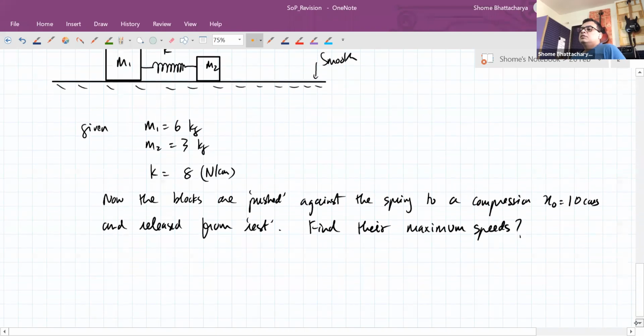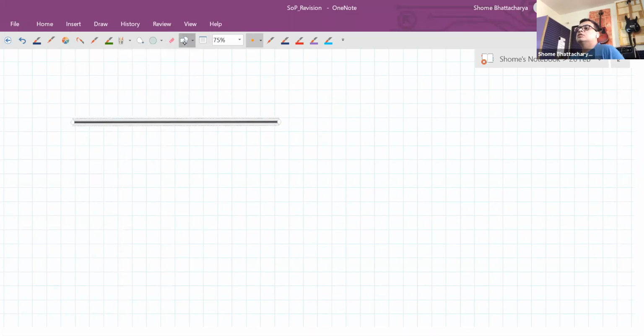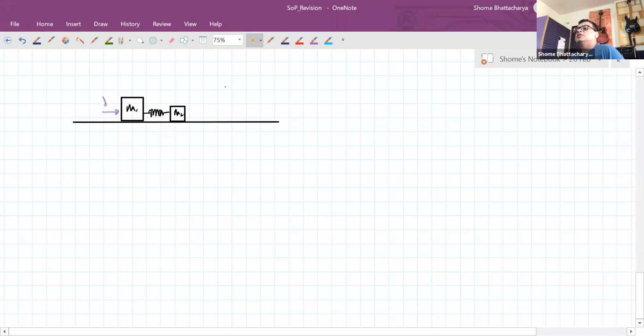So what is happening here is that some external agent is initially pushing both the blocks with equal force against each other to keep the spring at a compression of 10 centimeters. So initially some external agent is applying equal and opposite force like this, so that the spring is at a compression of this much. Now obviously the spring applies outward spring force. Now from this position the system is released.